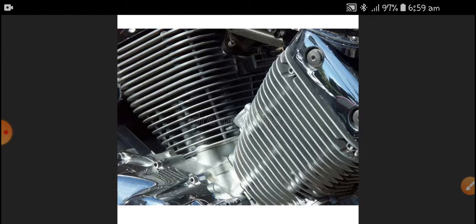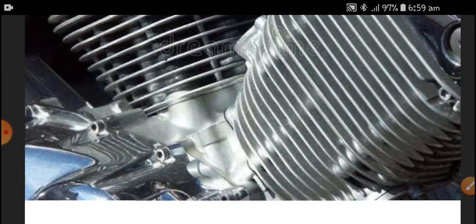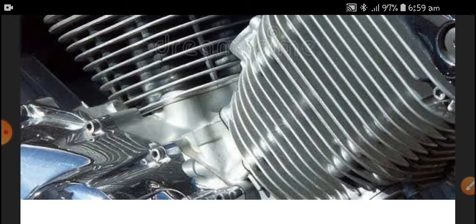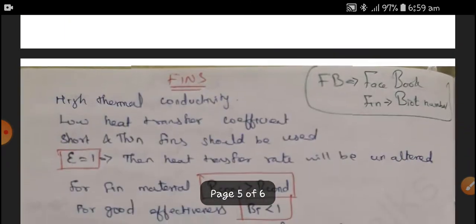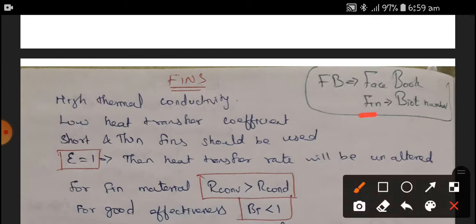So with this introduction about fins, I would like to move on to the theory, the important points I have taken from fins. Generally, fins means you have to know the Biot number. If I say a shortcut, we all know FB, that is Facebook. Facebook means you have to remember fins, Biot number, FB. So F and B: fins means the Biot number is important.